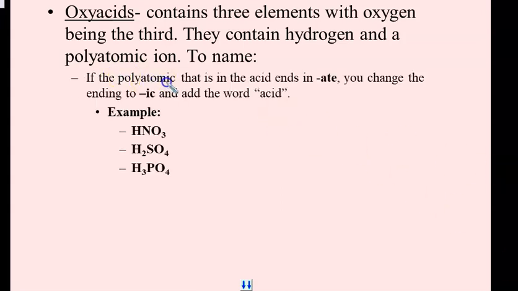So if your polyatomic was an ATE, do you remember they were either ATE or ITEs, most of them? Okay, if it's an ATE poly and it's got a hydrogen in the beginning, we're going to change our ending from ate to ic, and we're going to put the word acid.